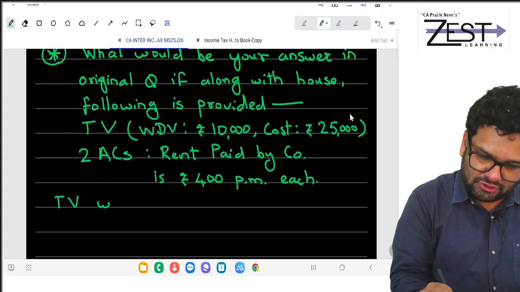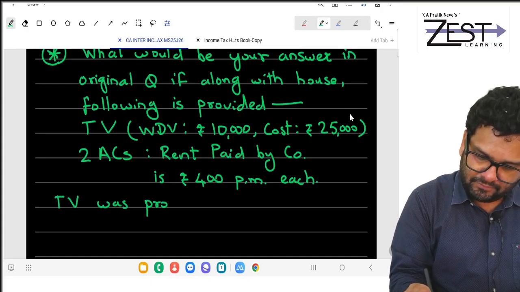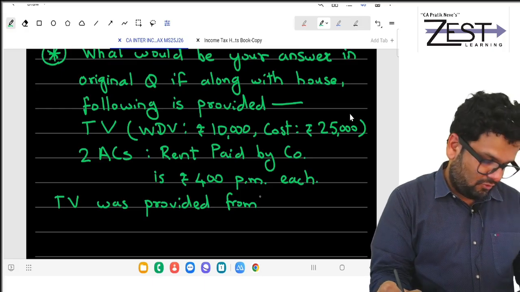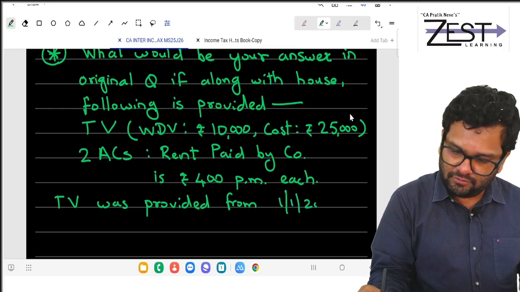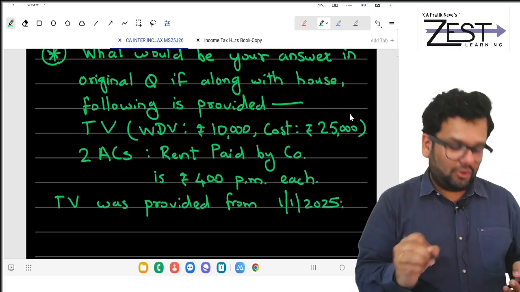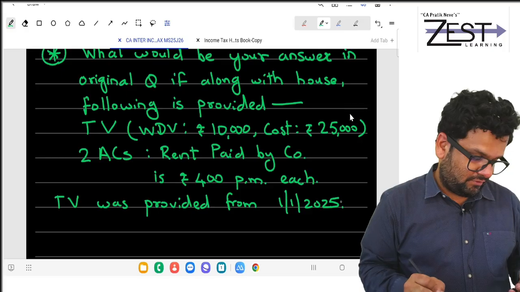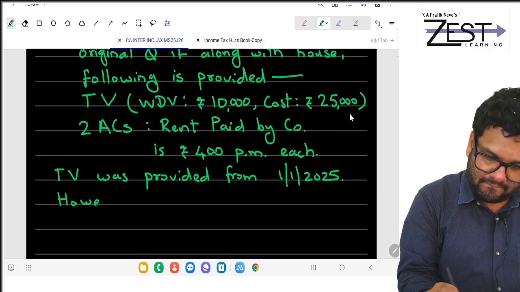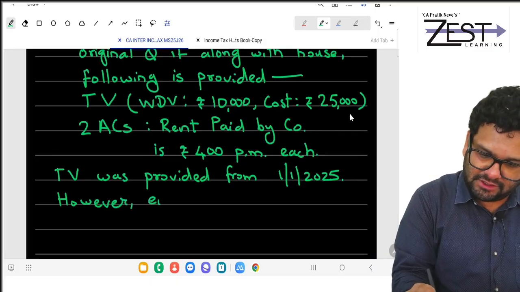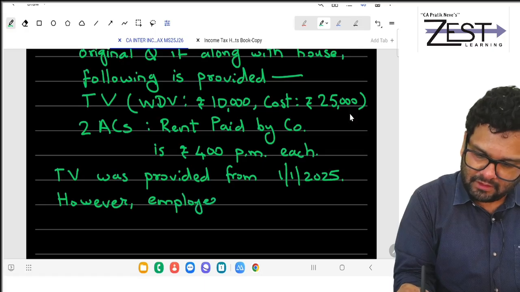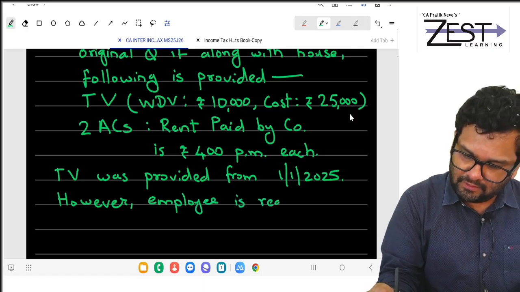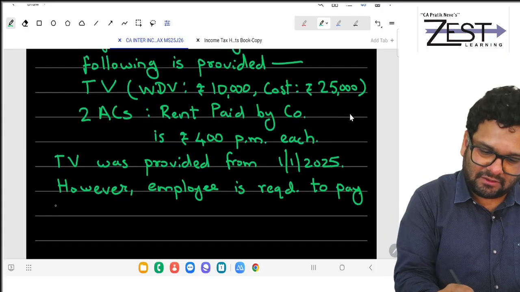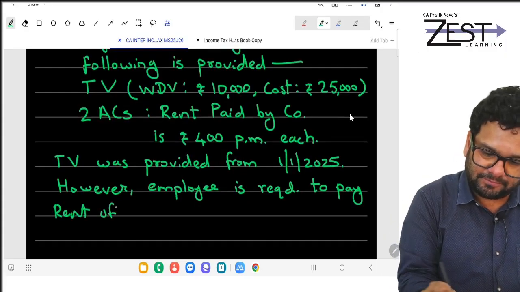TV was provided from 1125. However, the employee is required to pay rent. Overall rent of 1,000 per month.